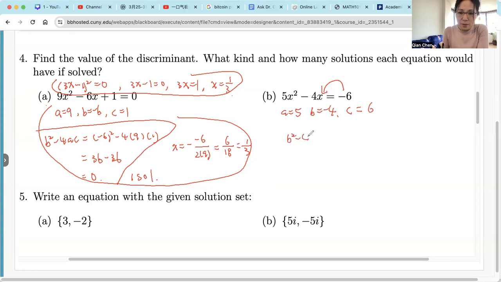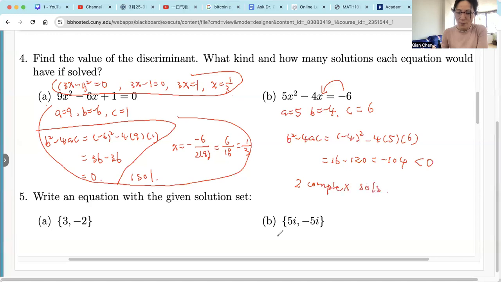Then b squared minus 4ac equals -4 squared minus 4 times a times c. -4 squared is 16. Minus 4 times 5, 20, 20 times 6, 120. 16 minus 120 is negative 104. So the discriminant is less than 0. Remember, less than 0 means two complex solutions. Okay, so that covers two cases.